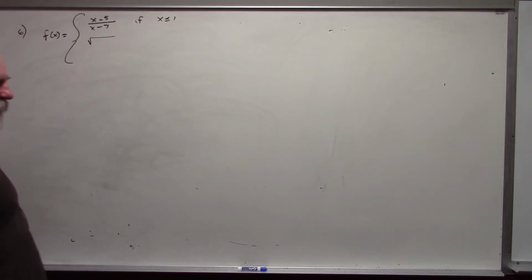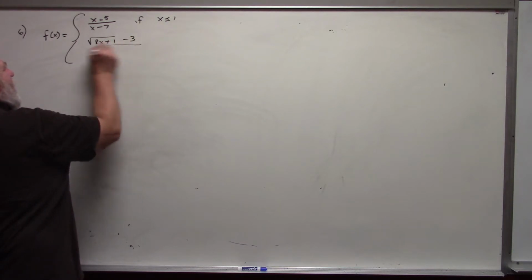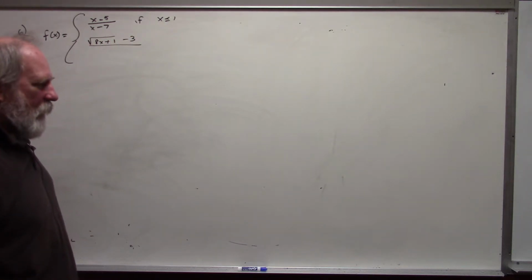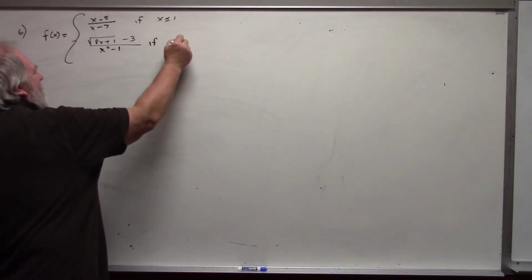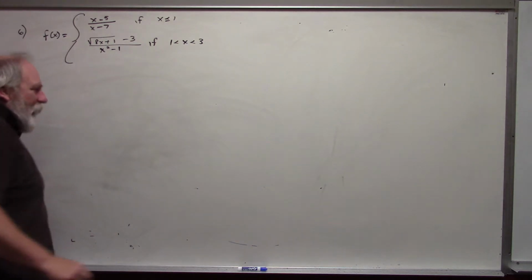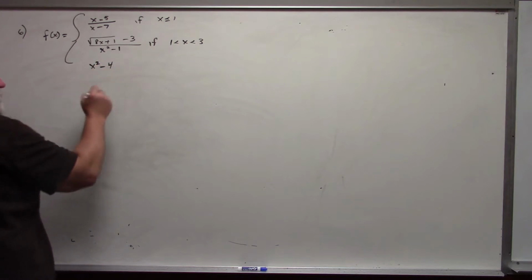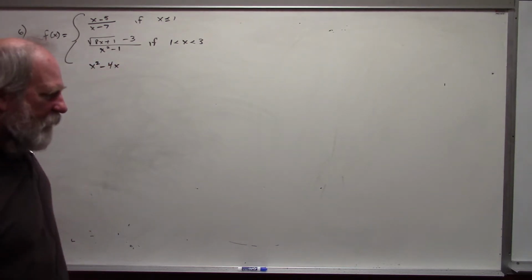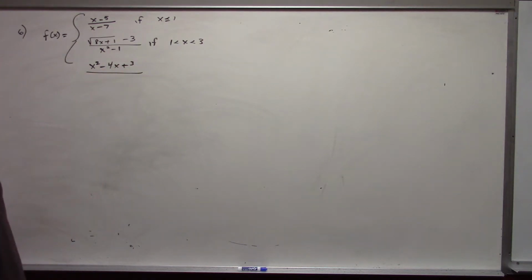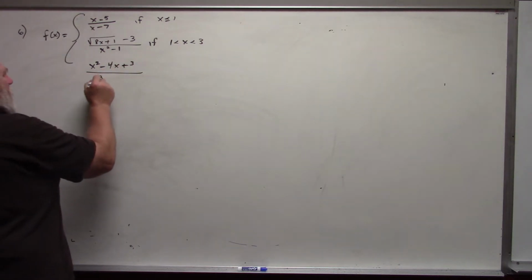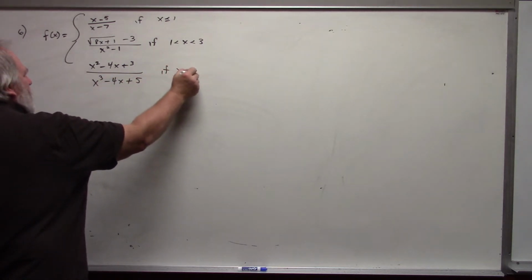The square root of 8x plus 1 minus 3 over x squared minus 1 if 1 is less than x is less than 3, and x squared minus 4x plus 3 over x cubed minus 4x plus 5 if x is greater than or equal to 3.